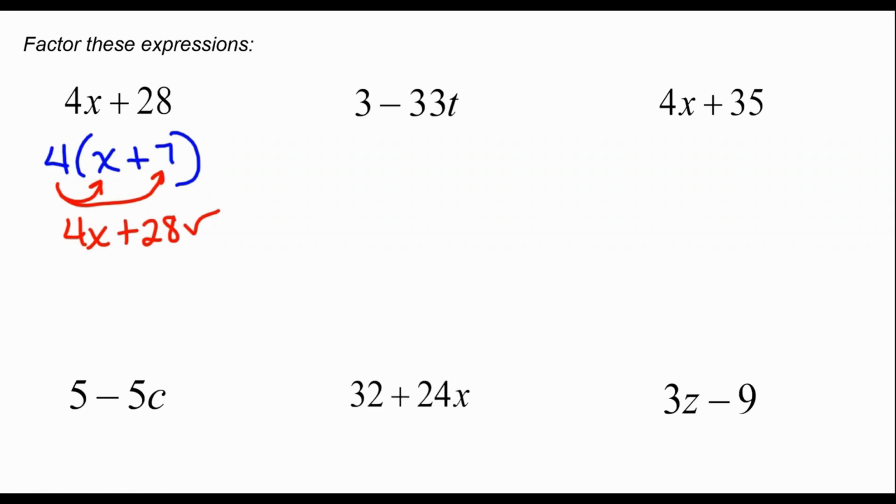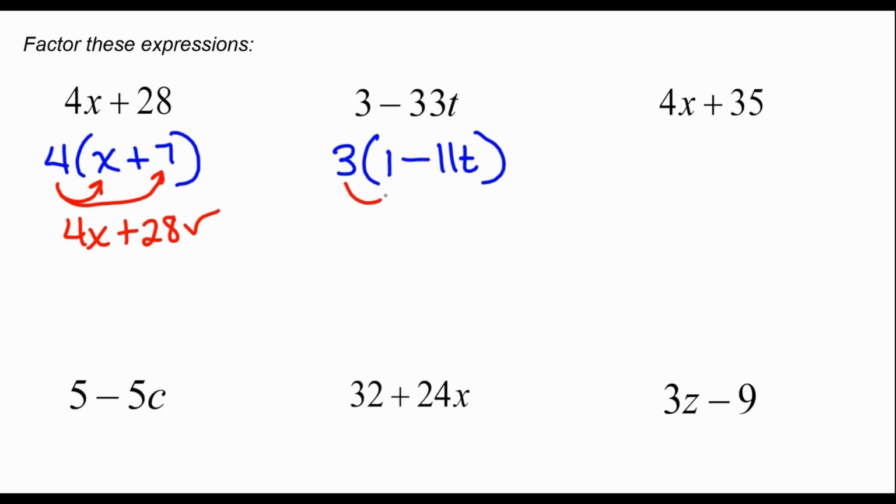The next one, 3 minus 33t. The greatest common factor of 3 and 33t is 3. So 3 times what gives me the 3? 3 times 1 is 3, minus 3 times what gives me 33t. 33t divided by 3 is 11t. Don't forget your variables there when you divide. So I have 3 times 1 minus 11t.